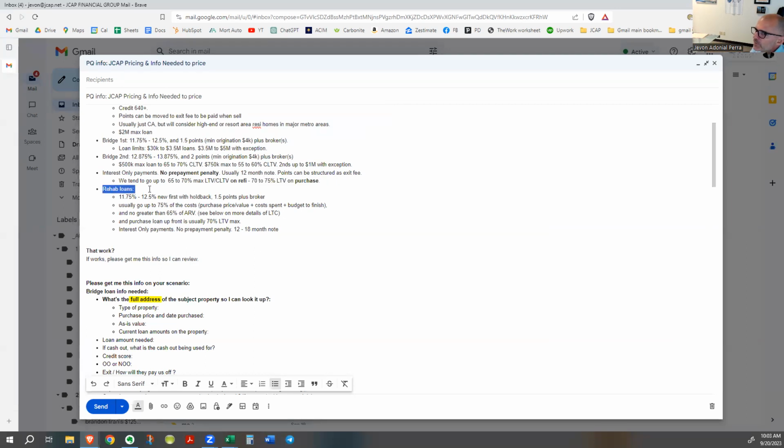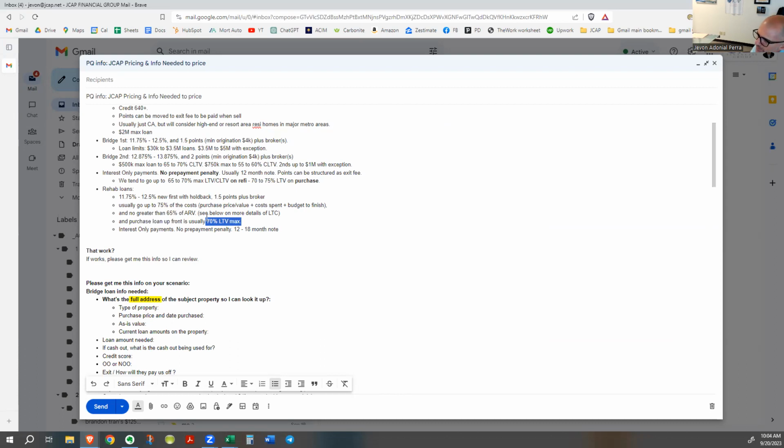Now, rehab loans are a different animal. A rehab loan or a construction loan is when someone has a property and they want to add value to it. They say, I'm buying this property for $500,000 and I want to put $100,000 into it, and if I do, it's going to be worth $1 million. So we have these different categories. We're going to give them a purchase loan, up to 70%. It could be higher, but it's usually about 70, meaning that when they buy the property, we give them a 70% purchase loan.